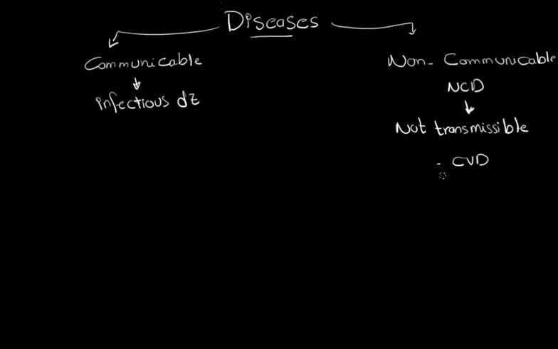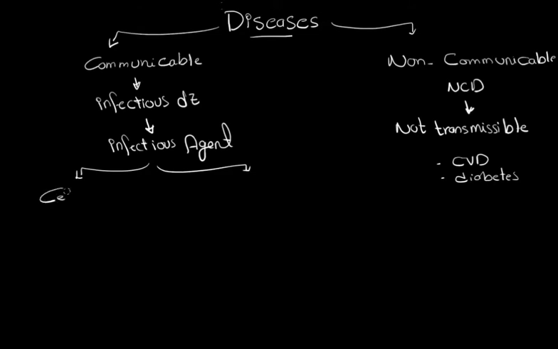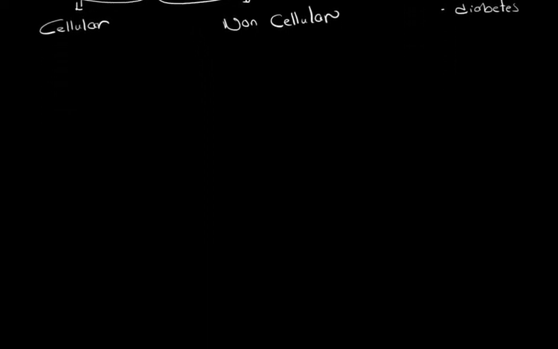Cardiovascular diseases, for example, are non-communicable diseases. Also diabetes. Okay. Let's focus on communicable diseases. They are infectious diseases. They are caused by an infectious agent, a microbe. This agent can be either cellular or acellular, or non-cellular, they call it. So it's either cellular, has a cell, or non-cellular, does not have a cell.